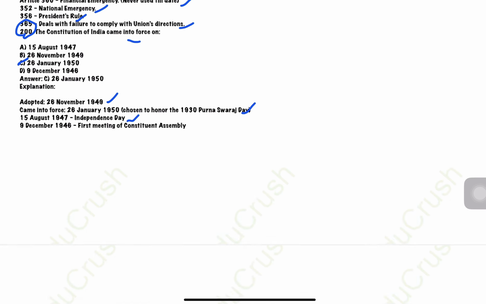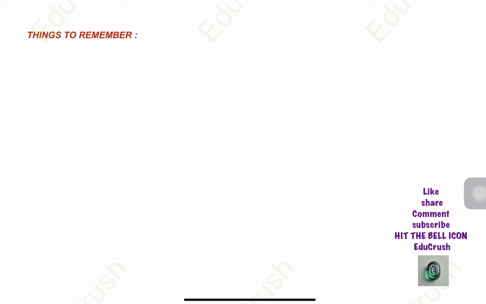So now let's have a quick recap under things to remember. So we have a few things to remember. Let us check one by one. So the first one is fundamental rights. Usually fundamental rights are from Article 12 to 35. So Article 14, the most repeated one, right to equality before law.